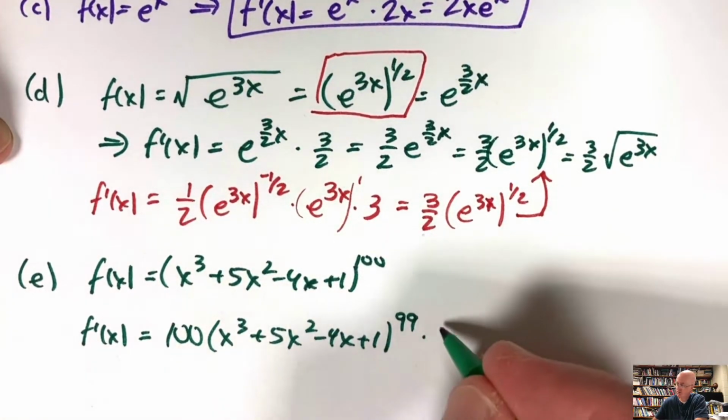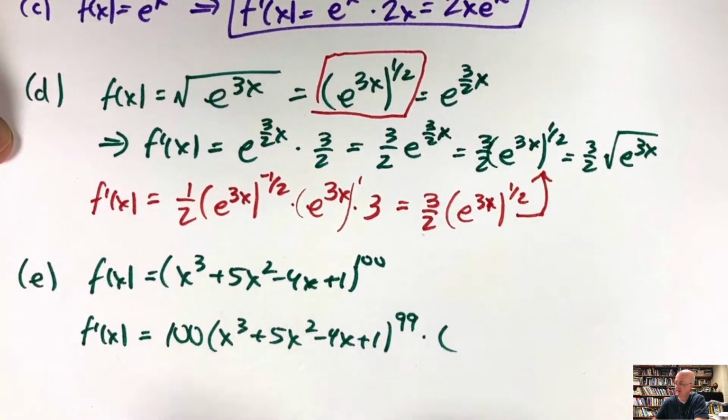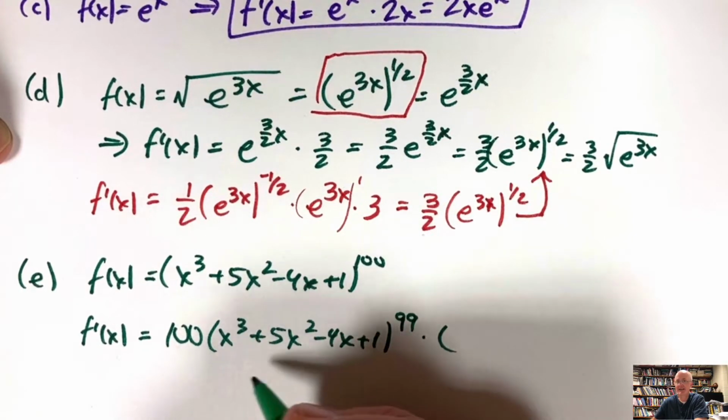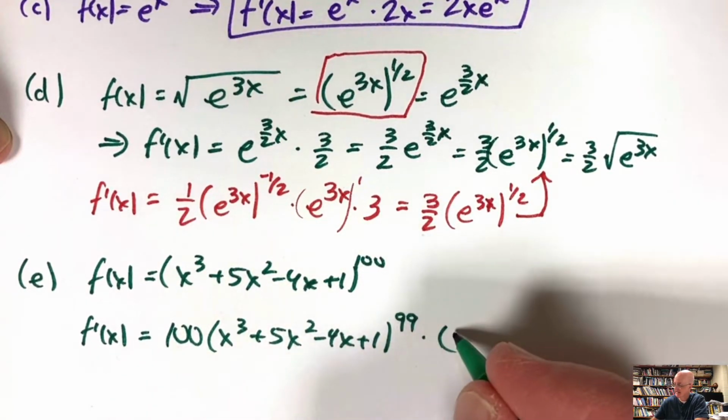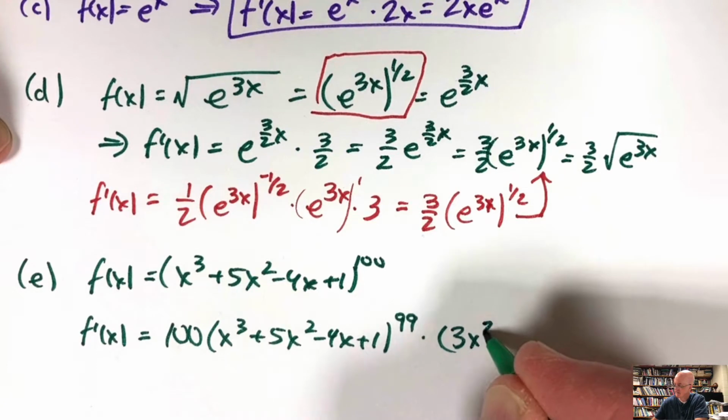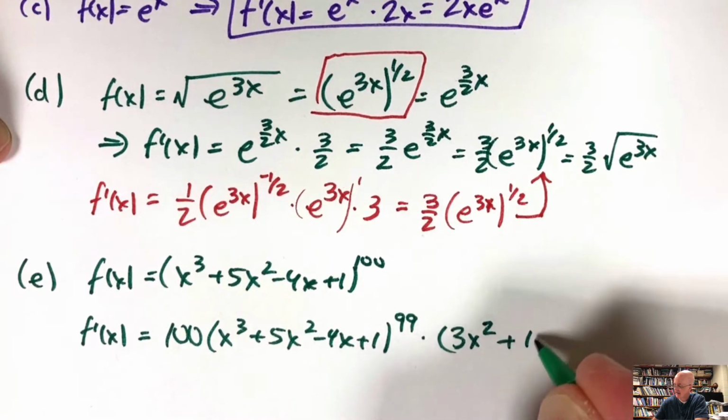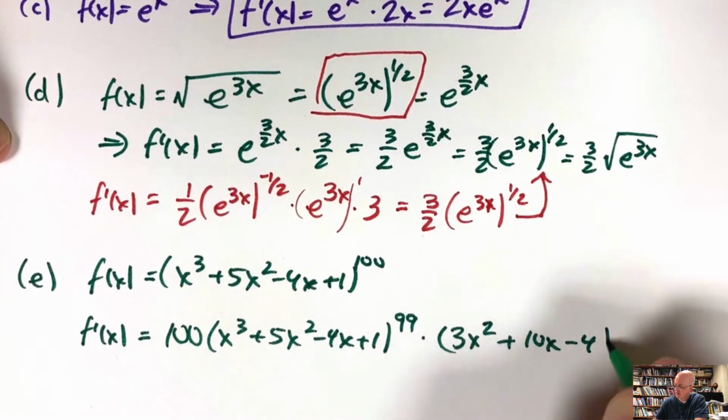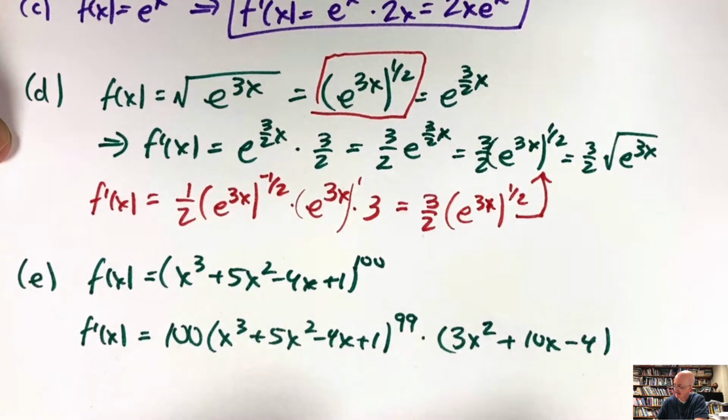It's very important to use parentheses here. Students often forget parentheses. I'm going to multiply times the entire derivative of this. It needs to be inside parentheses. 3x squared plus 10x minus 4 will be the derivative of that inside function.